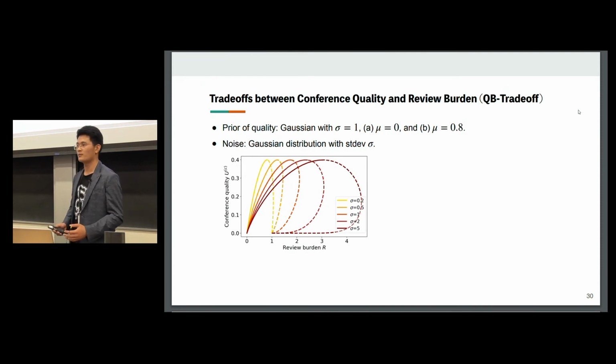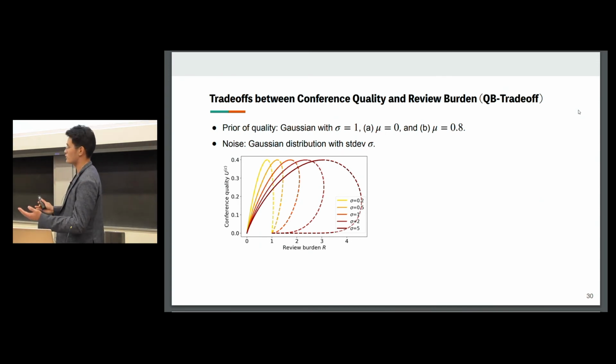We call this the QB trade-off. In this example, everything is Gaussian. The parameter quality is Gaussian. The noise distribution is a Gaussian with a standard deviation of sigma. So let's consider, varying the acceptance threshold, how does this change the trade-off?